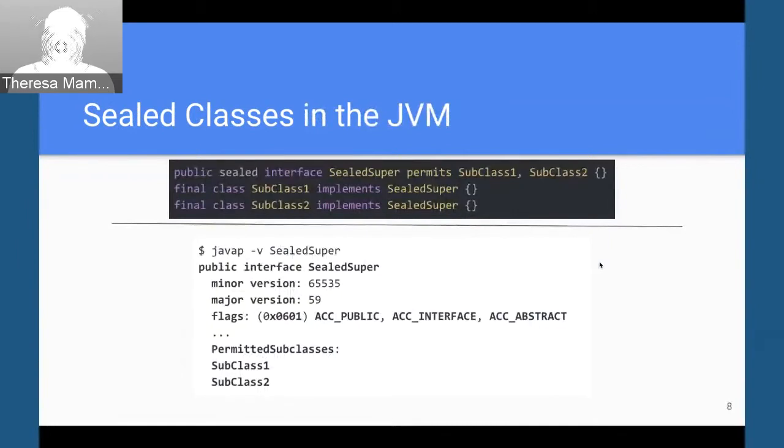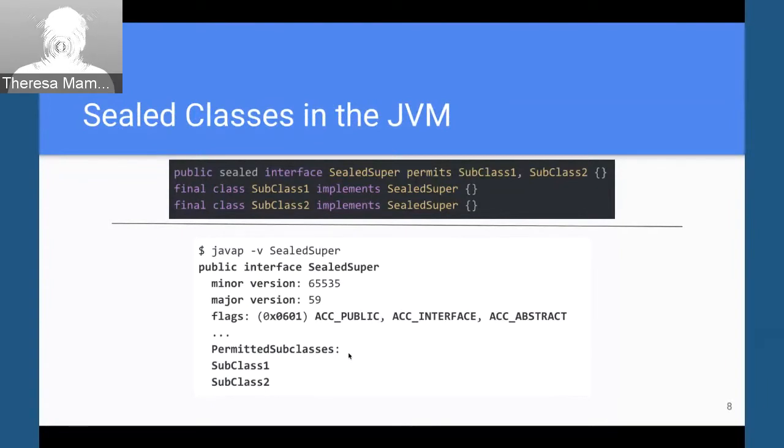Sealed classes in the JVM, just to go over this really quickly. So for those of you who are familiar with bytecode, you'll probably know that there's an ACC final public flag for the final modifier, but that's not how sealed classes are done. They're done more similarly to records, where there's an optional attribute in the class file instead. The one for sealed classes is called permitted subclasses. So if it exists, it's sealed. If it doesn't exist, it's not sealed. And it contains a list of the class names of the permitted subclasses.